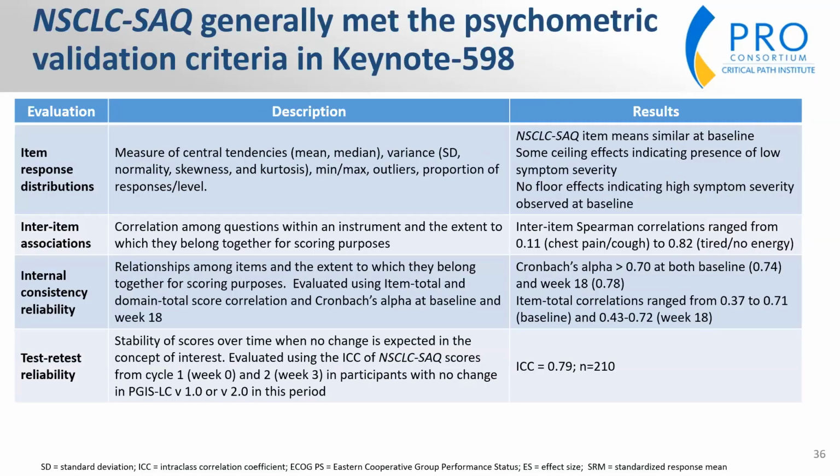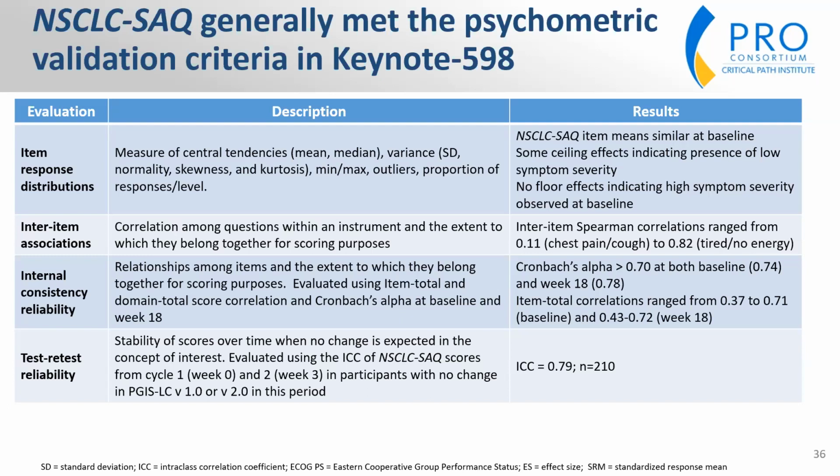We conducted a series of psychometric evaluations, and in the next 2 slides is a very high-level overview of them. In general, they all met the thresholds that we had pre-established or pre-specified in our statistical analysis plan. So we looked at item response distributions. There was some ceiling effect indicating the presence of low symptom severity.